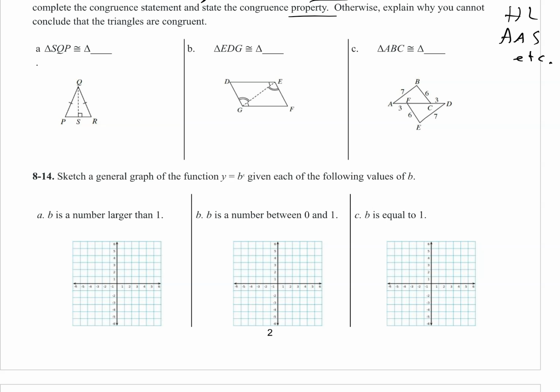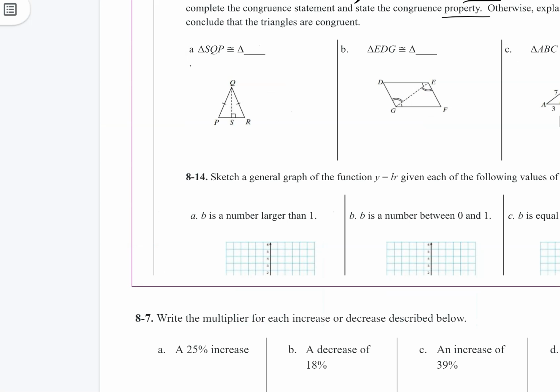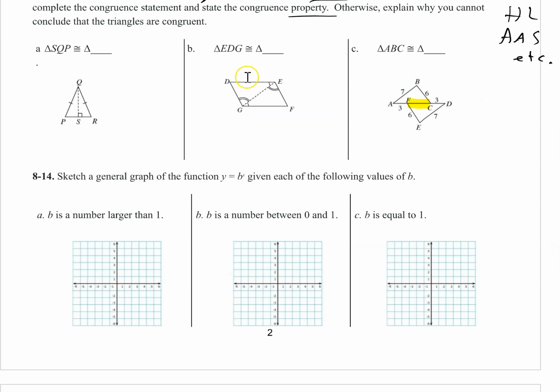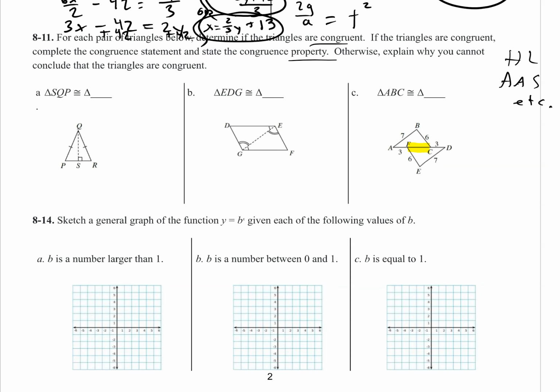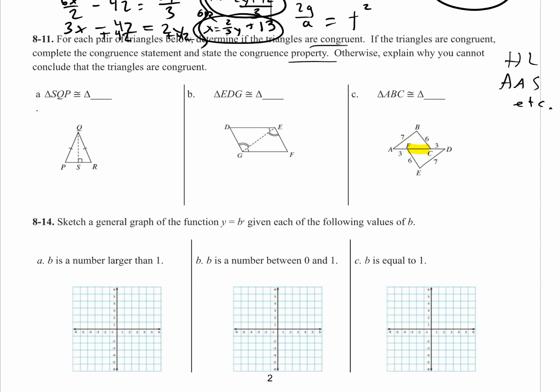So for C, you notice that the triangles are touching. So that highlighted side, we don't know what the length is, but we know that it's shared between the triangles. So what we could do here is redraw the triangles separately, and then we should pretty easily be able to see what's going on here.